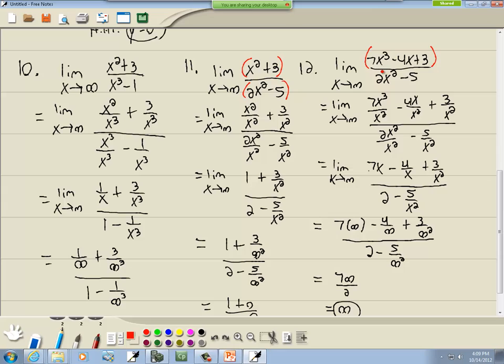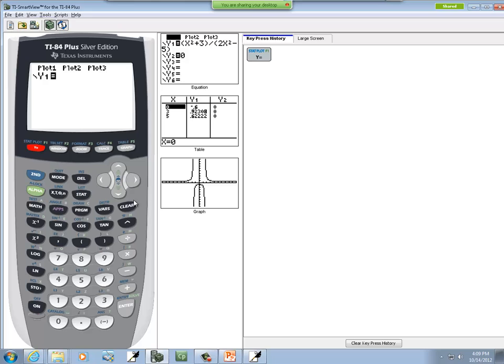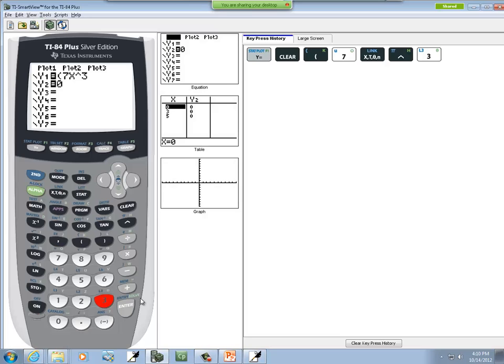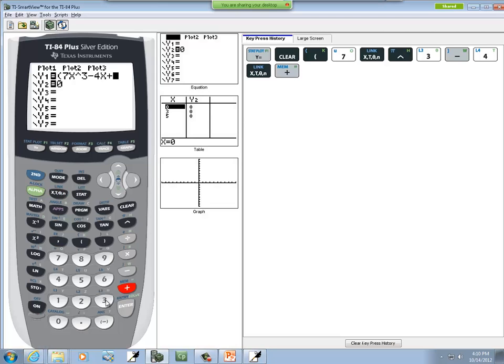Let's put parentheses around top, parentheses around the bottom. Hopefully this isn't so weird it goes off the screen where we can't see it. I made these problems up. So press y equals clear. Beginning parentheses, 7x to the third. Sometimes when you make them up, they do weird things. Minus 4x plus 3.